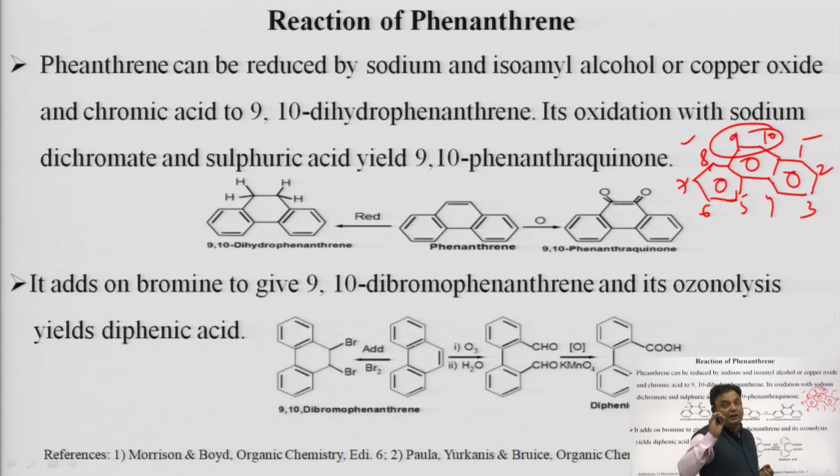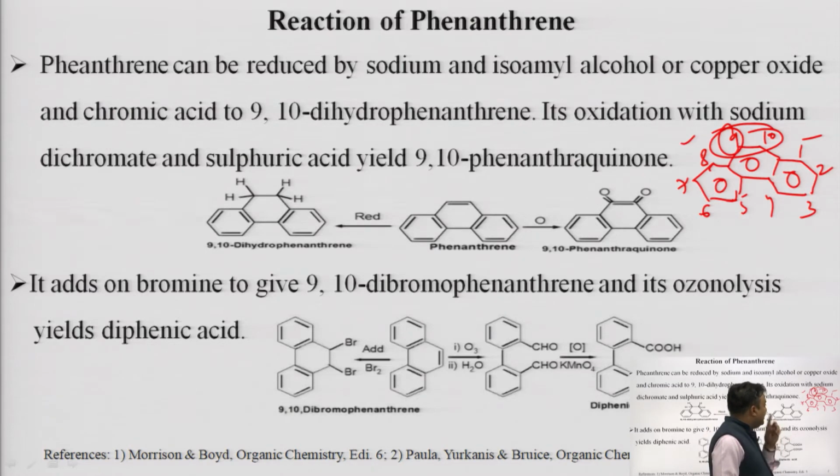In that type of reaction, the halogen will always be added on the 9th position. Reduction and oxidation can both take part at the 9 and 10 positions, but monosubstitution in electrophilic substitution reaction will always take place at the 9th position.